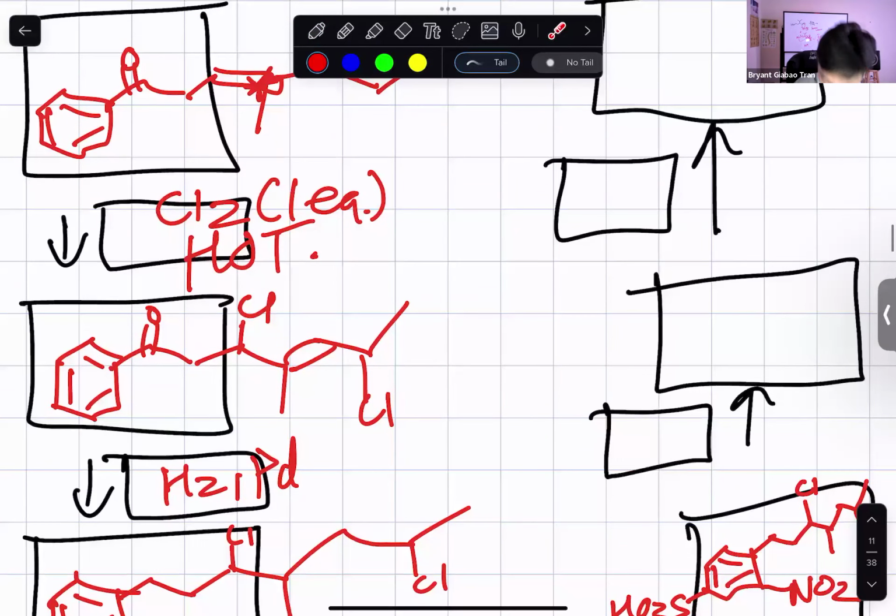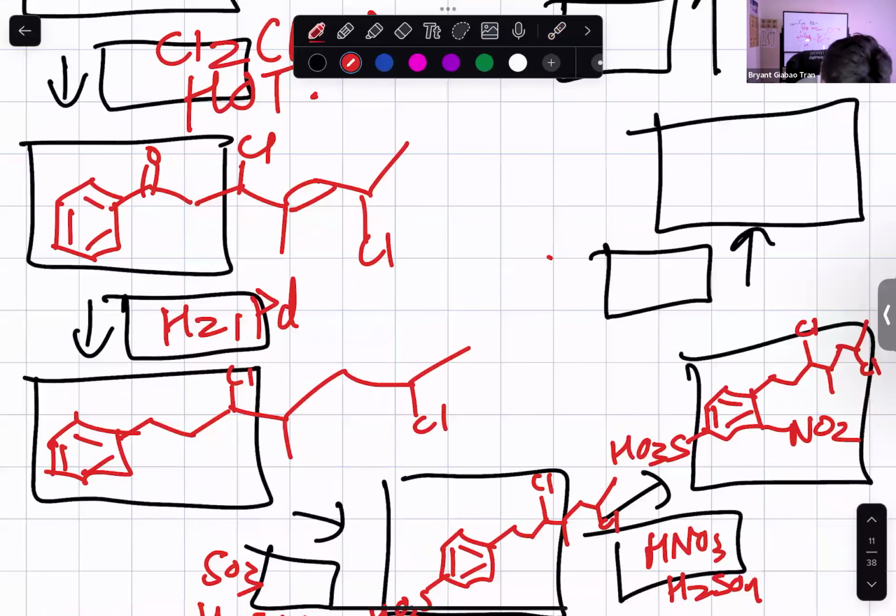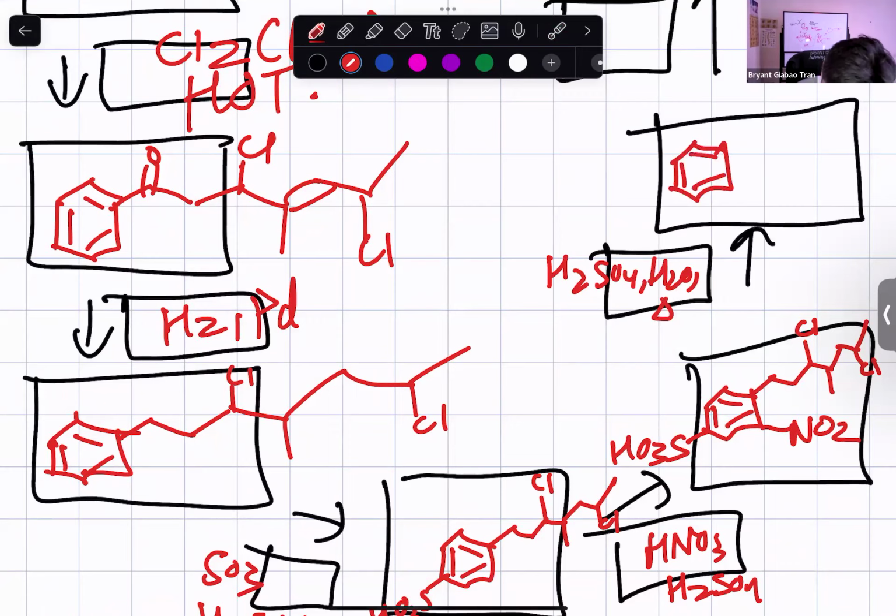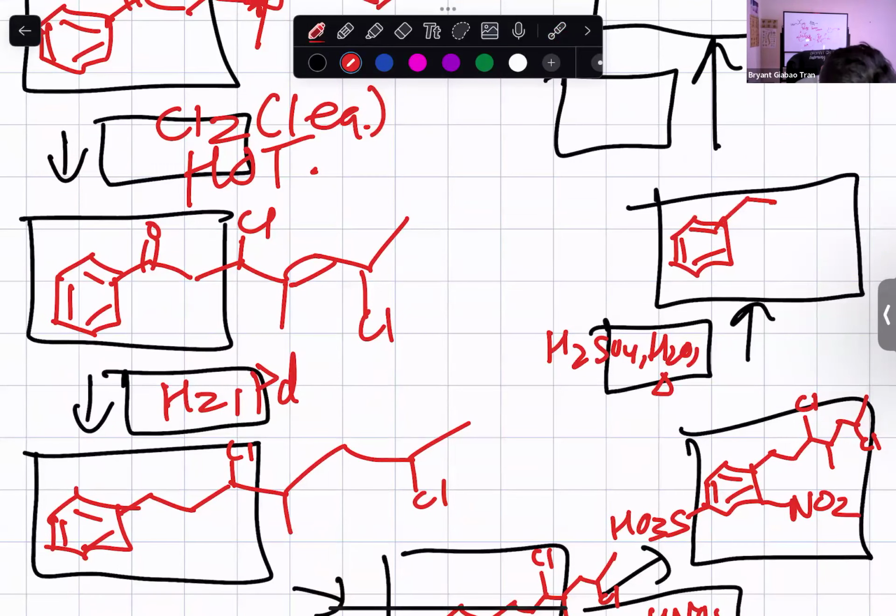Yes, desulfonation or hydrolysis using reagents H2SO4, water, and heat. And that's going to completely deprotect the para position, get rid of the sulfonate group. Right, because it's already served its purpose by protecting that para position, preventing the NO2 from going to that position. Okay, NO2.